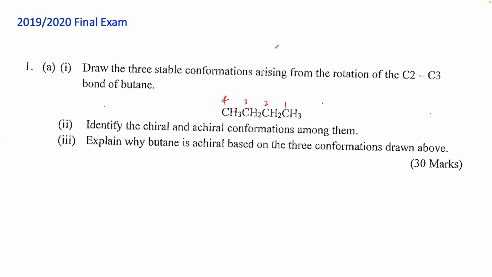That means this bond. So you have CH3, CH2, CH2, CH3. So they're asking about this bond, so you're rotating this bond. 1, 2, 3, and 4, and these will be substituents. Okay? And identify the chiral and achiral conformations among them. Explain why butane is achiral based on the 3 conformations drawn above.